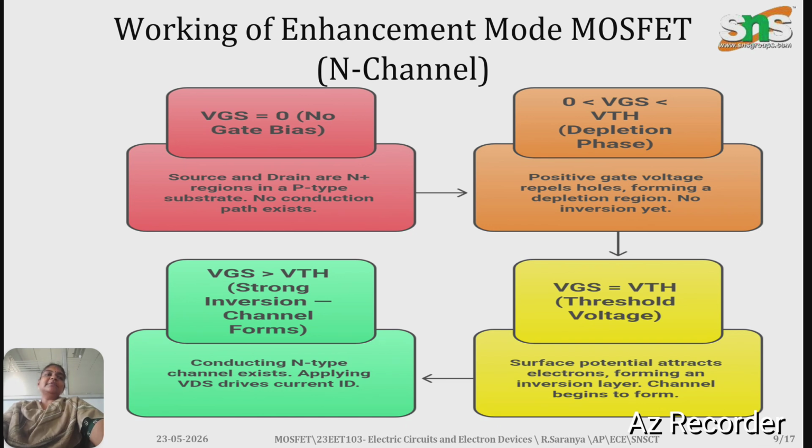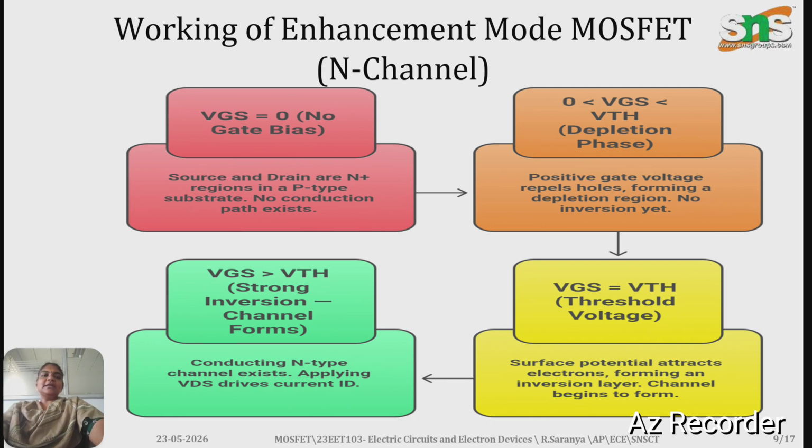The next comes the depletion phase, where the gate source voltage will be from 0 to V threshold value. In this, positive gate voltage repels the holes from the P substrate which is near the oxide. The depletion layer forms below the gate. So the device will still be only in cutoff region as it is repelling the holes. So no channel will be formed.